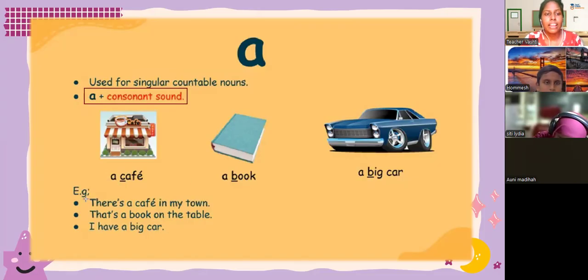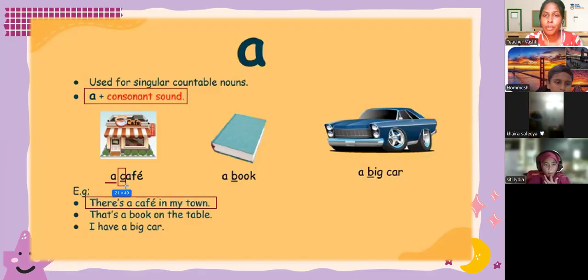For example, there's a cafe in my town. Why did I use the word a? Kenapa cikgu guna a? Sebab mula dengan C. Because it starts with C. Bukan vowel. So that's why I need to use a. How many books can you see?